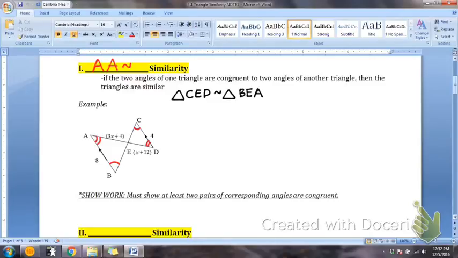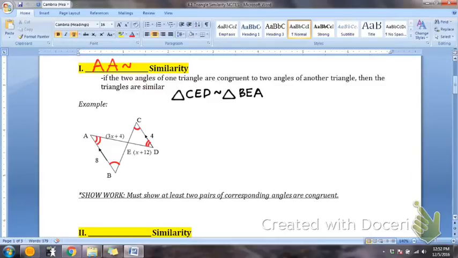In this triangle, I'm trying to figure out what x is. I can no longer set them equal to each other because the sides don't equal each other. So we can't just take 3x plus 4 and set it equal to x plus 12. That's not how this works anymore. You can't set them equal to each other. So we set up a proportion.